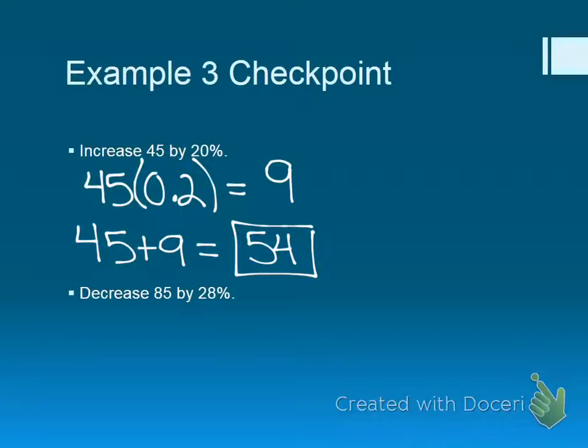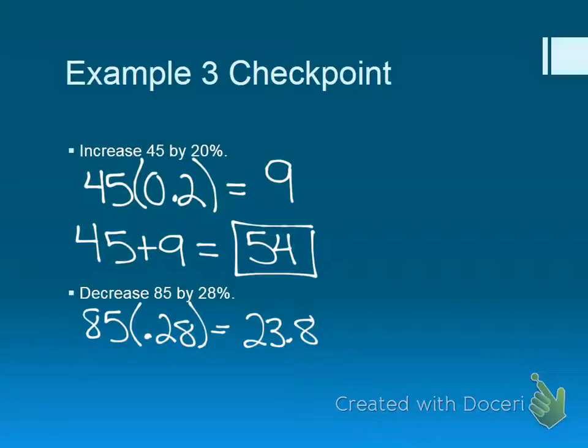All right, try to work the second one. Okay, so now 85 times 0.28 equals what? 23.8, right?